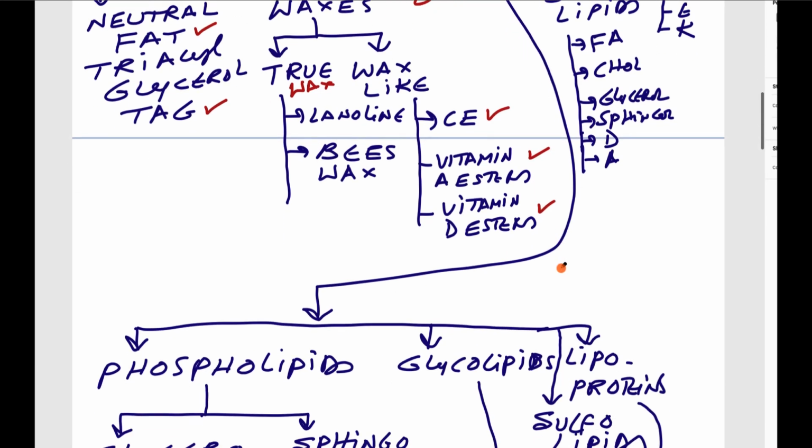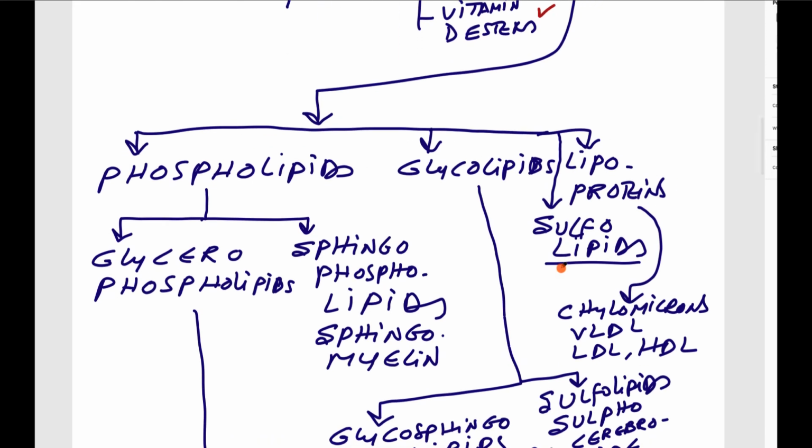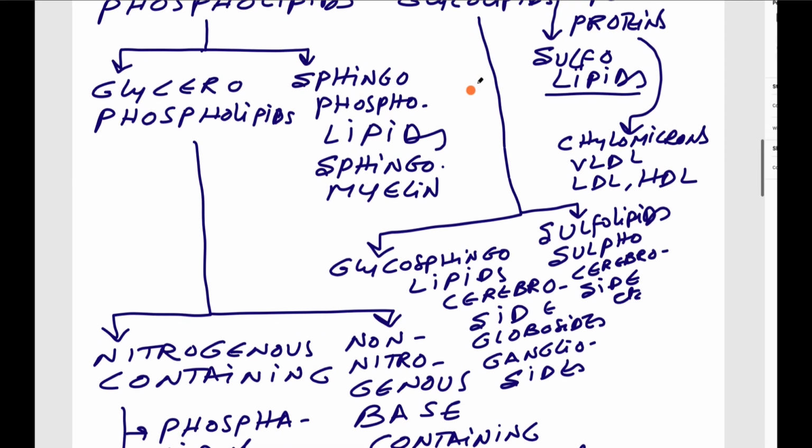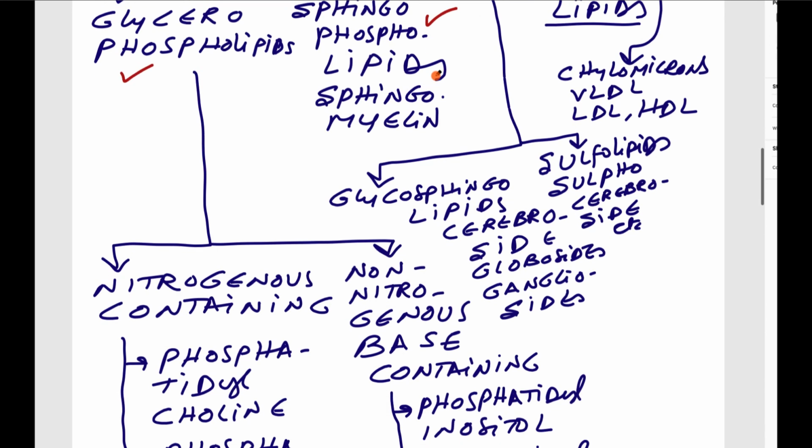Next we went to the compound lipids: phosphorus containing lipids, carbohydrate containing lipids, then sulfolipids and lipoproteins. These sulfolipids can also be added as part of the glycolipids. The phospholipids are further classified into glycerophospholipids, which contain glycerol, and sphingol alcohol containing phospholipids. An example of sphingophospholipid is sphingomyelin, rich in nervous tissue.